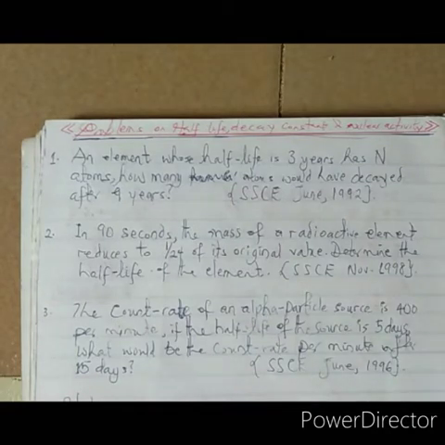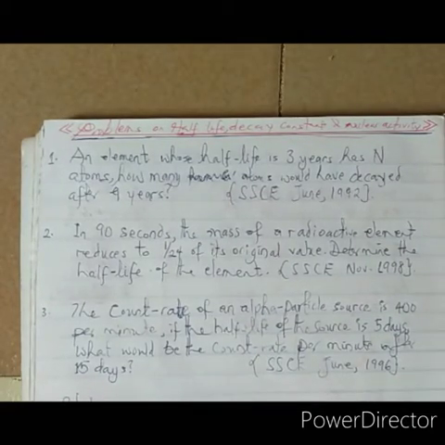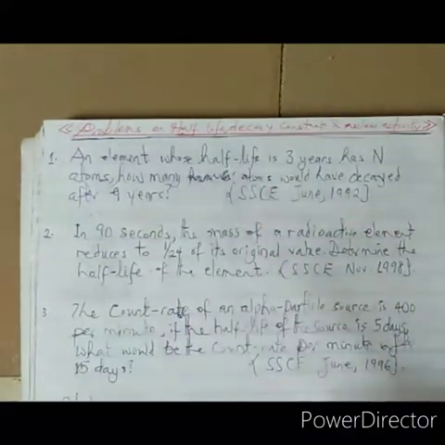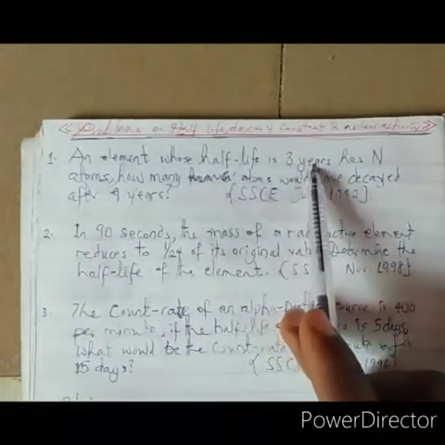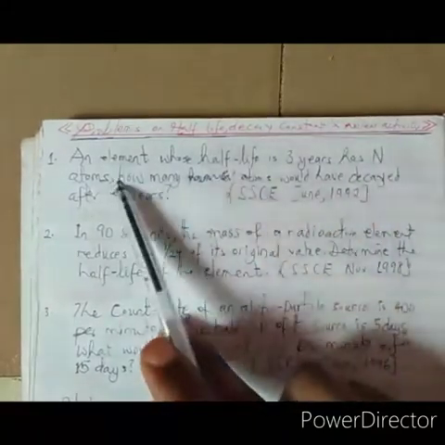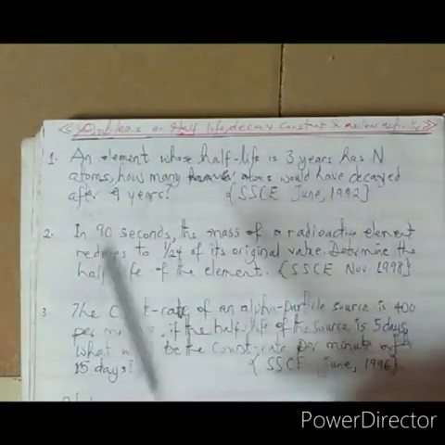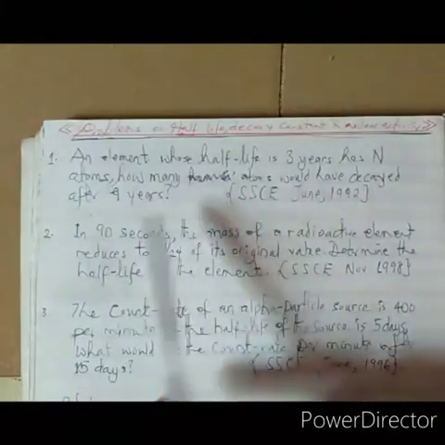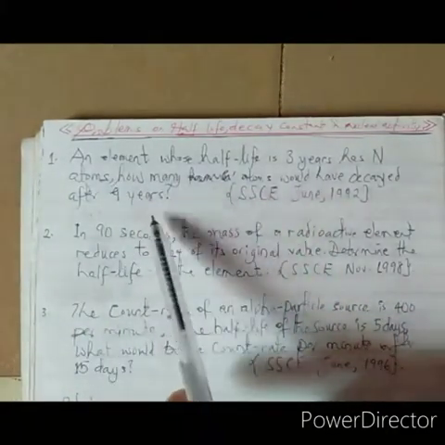Now, to solve this question without wasting so much of our time, let's look at the first question: an element whose half-life is given. What is the half-life of the element? 3 years, and it has n atoms. So that means originally we have n atoms in the element. Now, how many atoms would have decayed after 9 years?